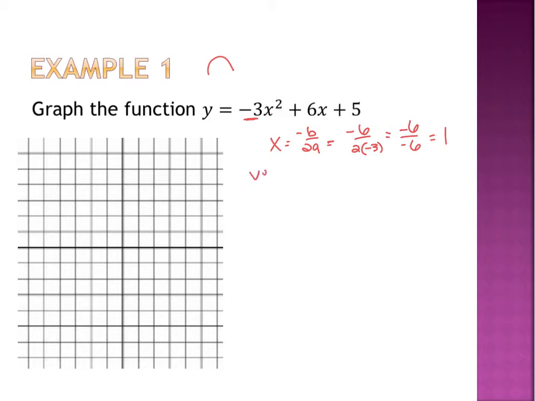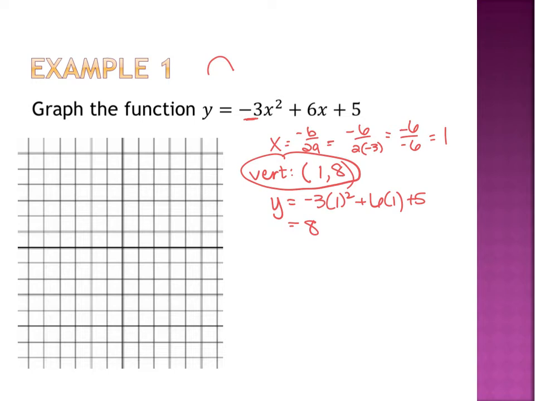So my vertex has an x coordinate of 1, and I have to find the y value. So that's found by going negative 3 times 1 squared plus 6 times 1 plus 5. So this is going to give me 8. So my vertex is at the point (1, 8). And that's an important point. My axis of symmetry, so I'm going to put AOS for axis of symmetry, is x equals 1.